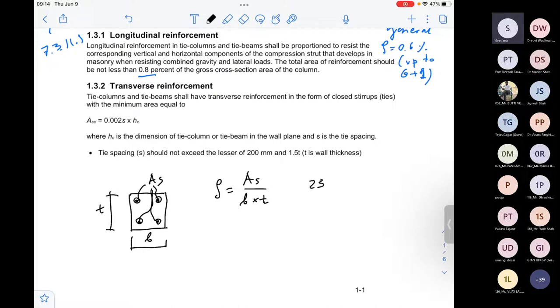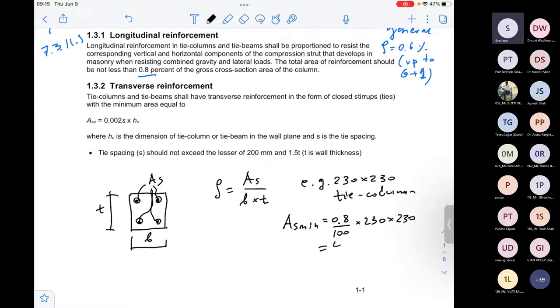So let's say imagine we have a 230 by 230 column, just to get a sense, a 230 tie column. We have that minimum, that we would say AS minimum would be 0.8 over 100 times 230 times 230. And that would result, I would say, in 4 10 millimeter bars. 0.008 times 230 times 230 would be 423 millimeters square, so this would be 4 10 millimeter bars. This is how it was set, because there is the requirement that at least 10 millimeter bar is used.